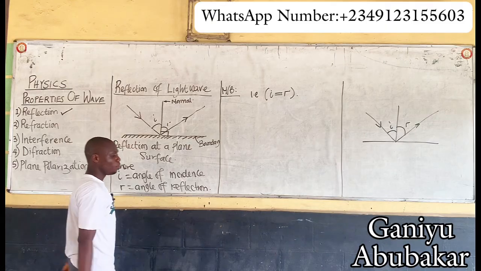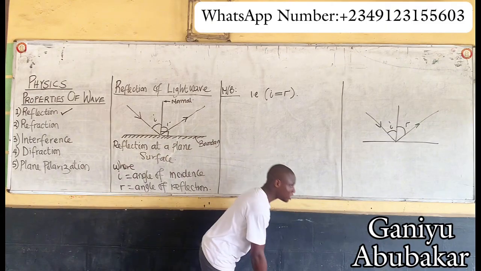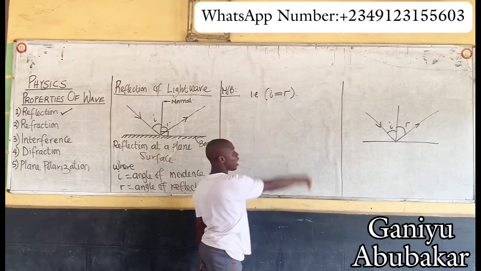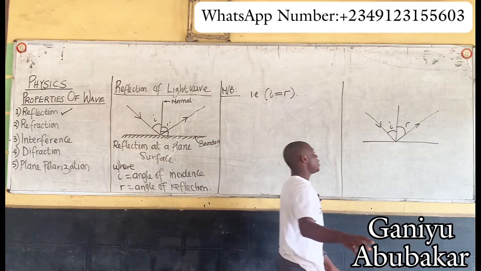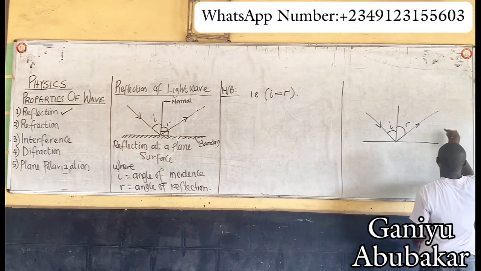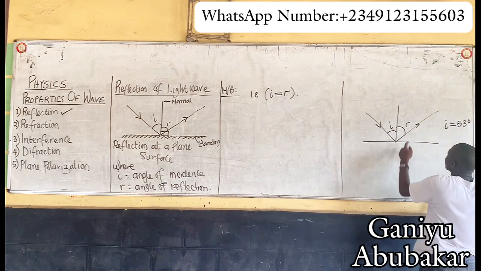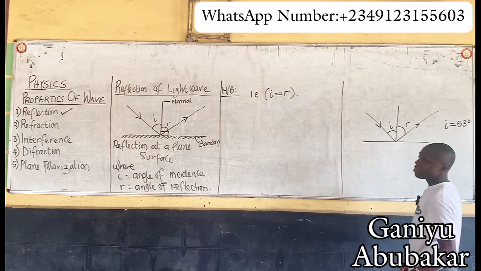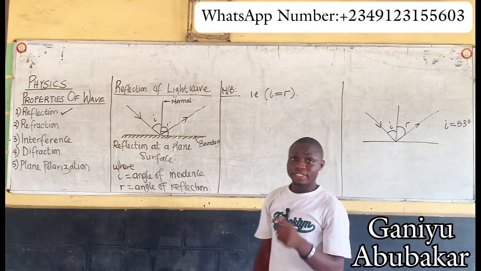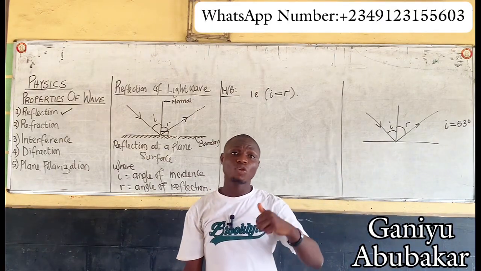So look up, please. We have now established that I equals R. What does it mean? If, let's say, I is equal to 35 degrees, it means that R is 35 degrees. It's easy, because I equals R.